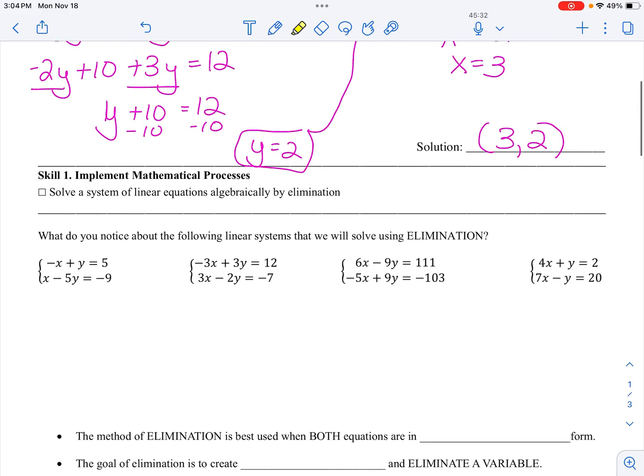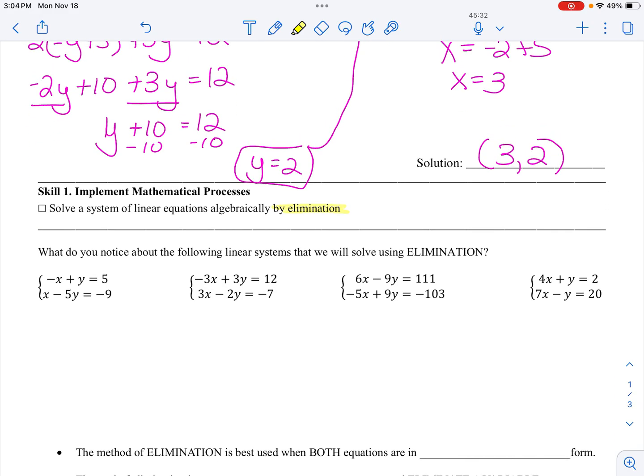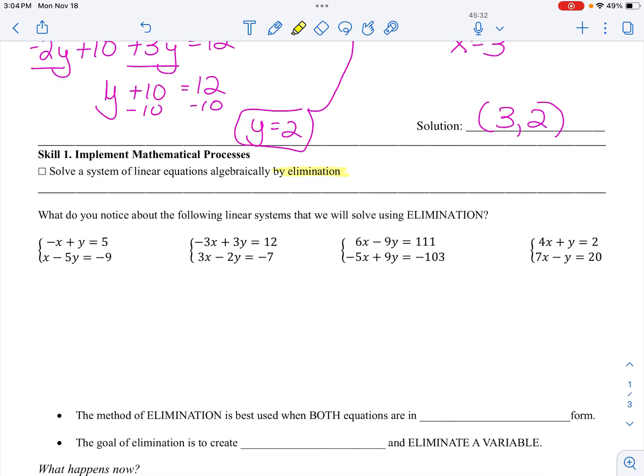As stated, today we're going to use our third method, which is called elimination. So the first thing I want you to do is just take a moment and notice something. What do you notice about the following linear systems that we will solve using elimination? So really, what do you notice about those 4 systems? The first thing I do hope that you notice is that both equations, not one, but both equations are in fact in standard form. Again, that means that the x and y are on the same side. Notice how in both equations that happens.